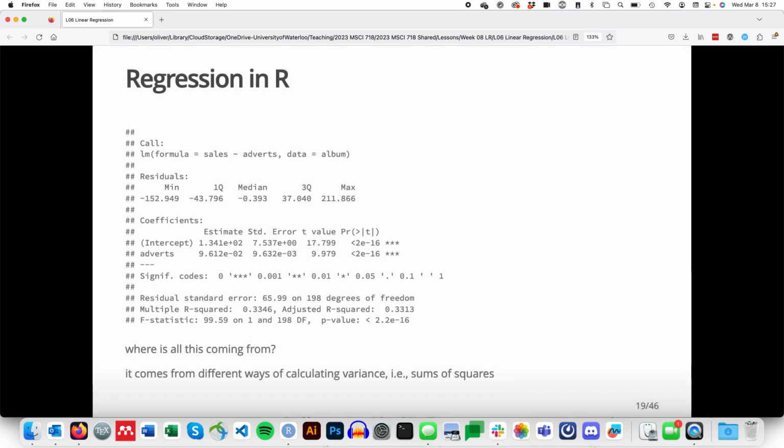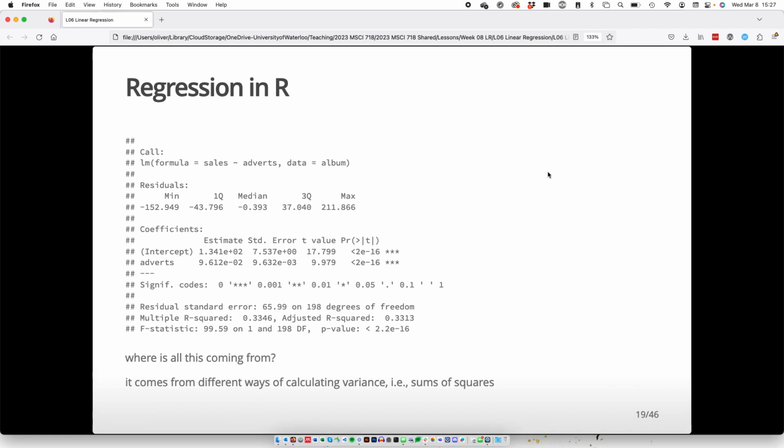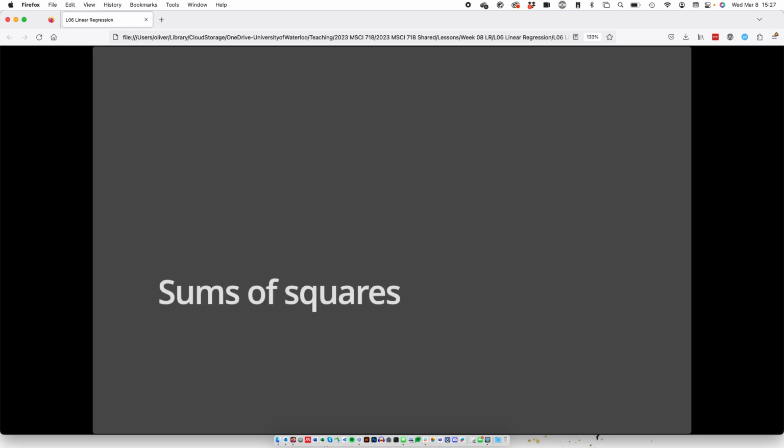So we've done that already. So where is all of this coming from? Well, it comes from ways of calculating variance. So sums of squares. That's why we started with variance. That's why we talk about correlation, etc. So we're going to talk about sums of squares.